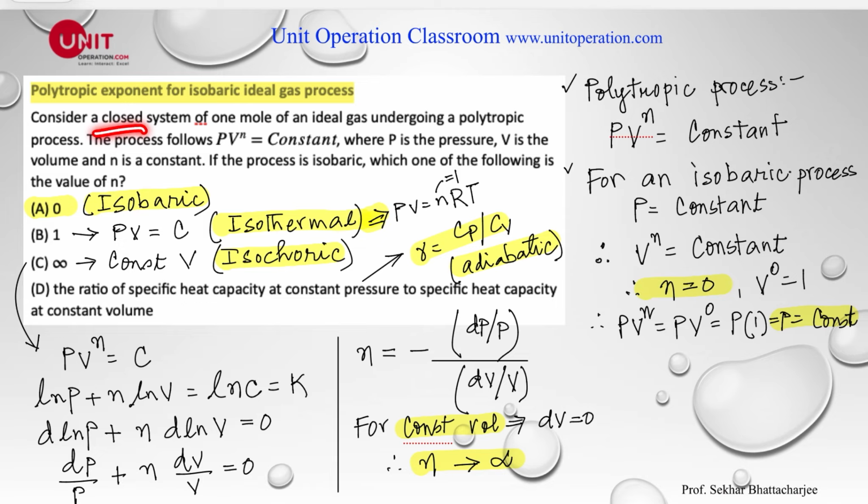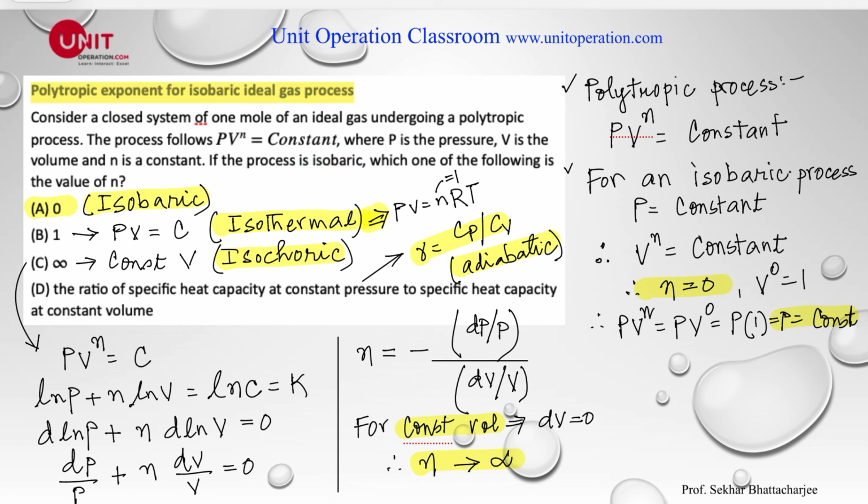Consider a closed system. So this is a closed vessel, let's say, of 1 mole of an ideal gas, undergoing a polytropic process, which is expressed by the expression PV raised to the power n is equal to constant, where P is of course pressure, V is the volume, and n is a constant. So if the process is isobaric, then what is the value of n?